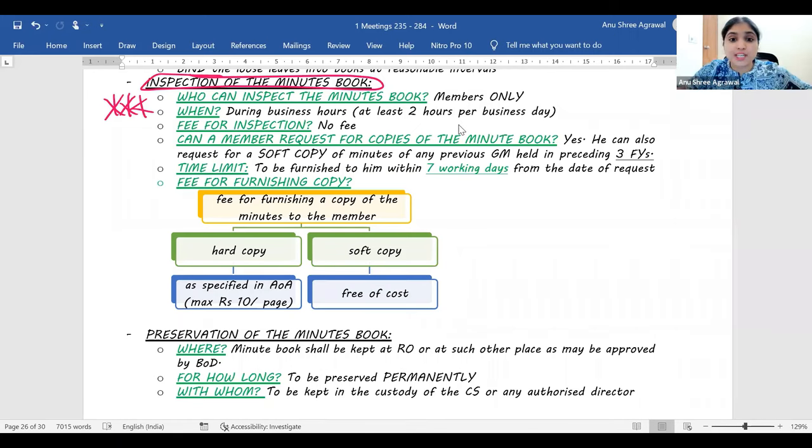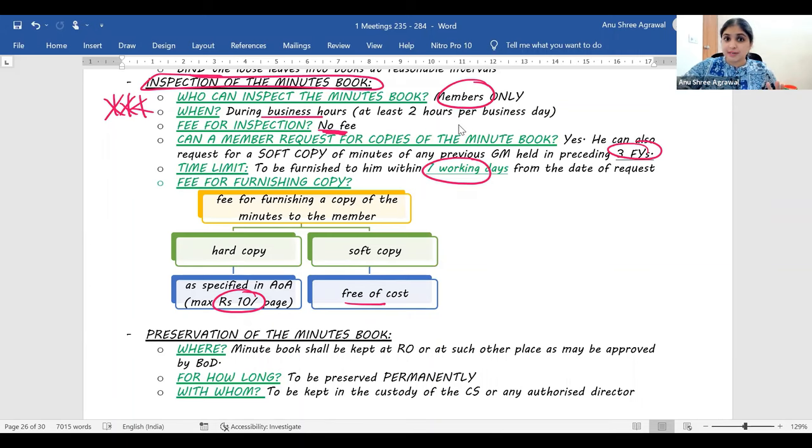Now talking about the minutes book, who can inspect? Only members can inspect. When can they inspect? During business hours. Here, for inspection, no fee. But can they ask for a copy? Yes. Hard copy, we will charge a maximum of 10 rupees per page. Soft copy, free of cost. If they're asking for a copy, we have to give them the copy within 7 working days. Last 3 years minutes, they can ask as copy.